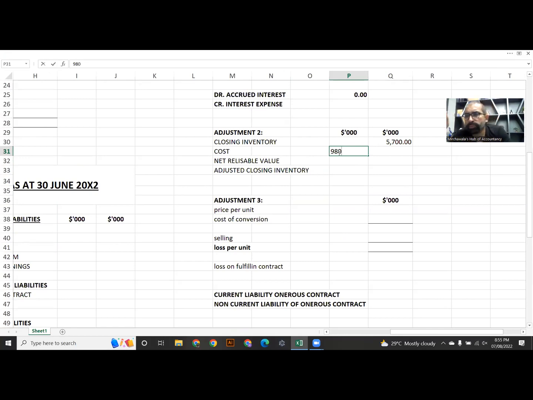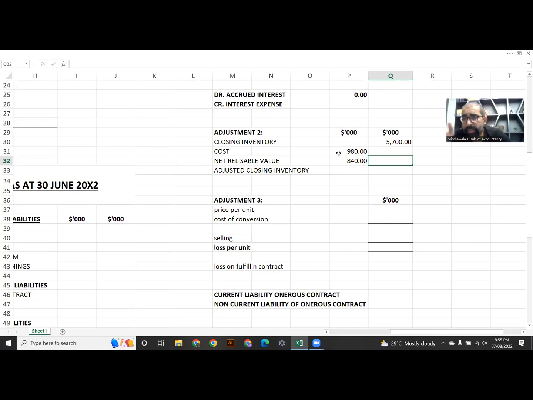Can anybody tell me the NRV? It was 840. NRV was 840. I hope you remember, inventory should be recorded at the lower of cost or NRV. So how much adjustment is needed? An adjustment of 140 is needed.